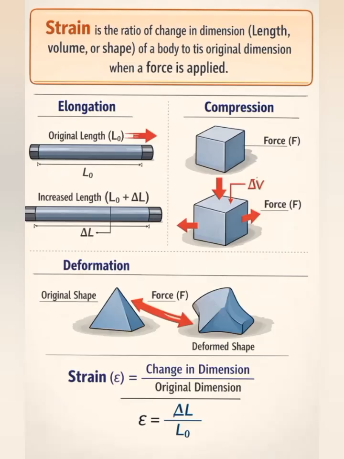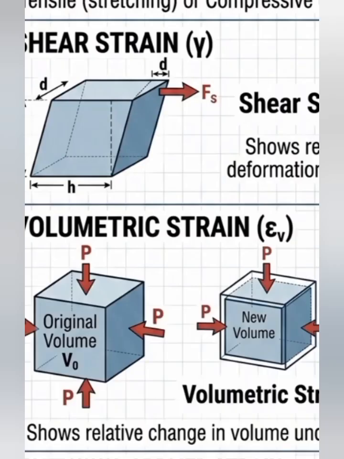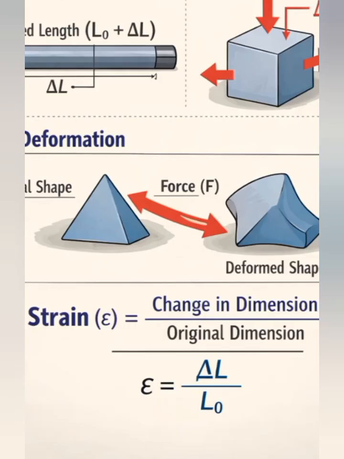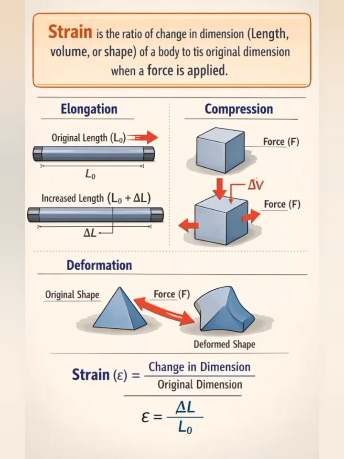Strain. Strain is the ratio of change in dimension of a body to its original dimension when a force is applied. Strain measures how much a body deforms compared to its original size. Strain is equal to change in configuration upon original configuration. It has no dimensions. Strain has no unit because it is a ratio of same physical quantities.